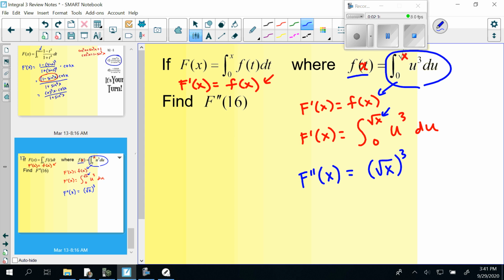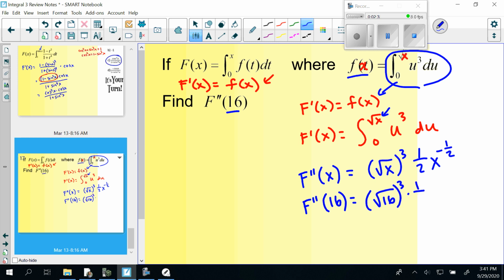That would be similar to x to the 1/2. So it would be 1/2 x to the negative 1/2. So using the fundamental theorem, that should be the second derivative. Now we can't quit there though, because they wanted us to find the second derivative at 16. So if we plug 16 in for the x's now, we should be able to get this answer.